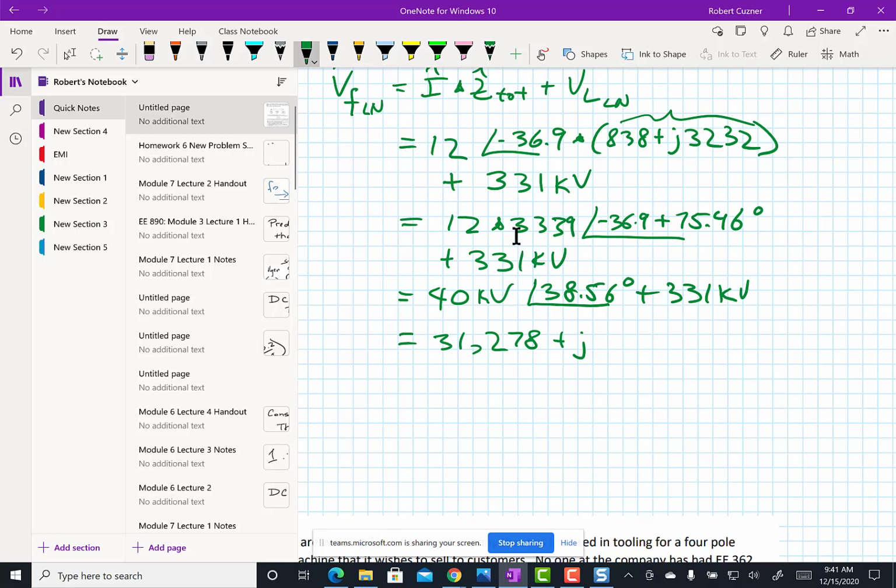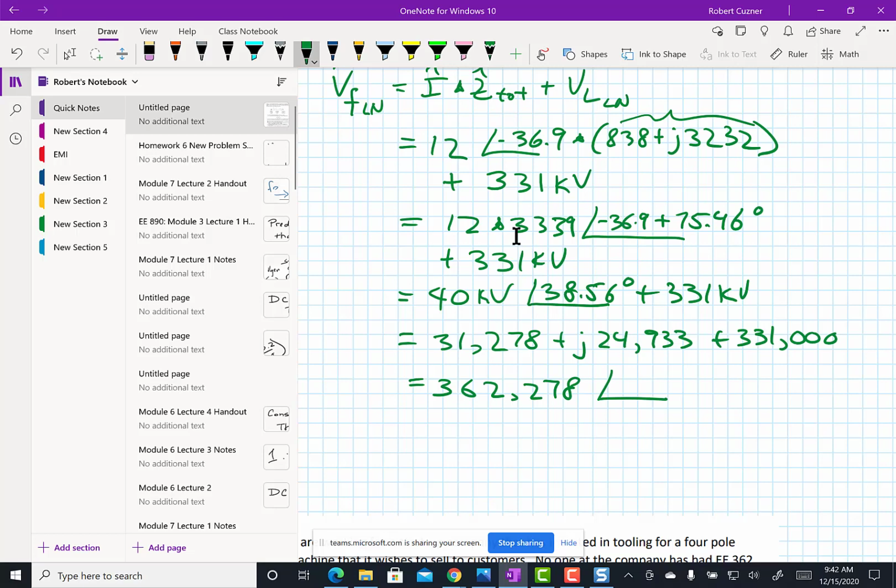So that's 24,933. Plus 331,000, so just add them up and then convert it back to polar form. 331 kV plus 31.278 kV is 362,278. This is actually my line-to-neutral answer. I'm going to keep the phase because I'm going to need it later.